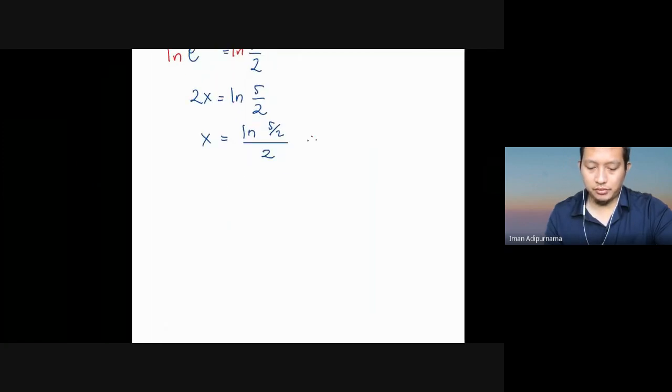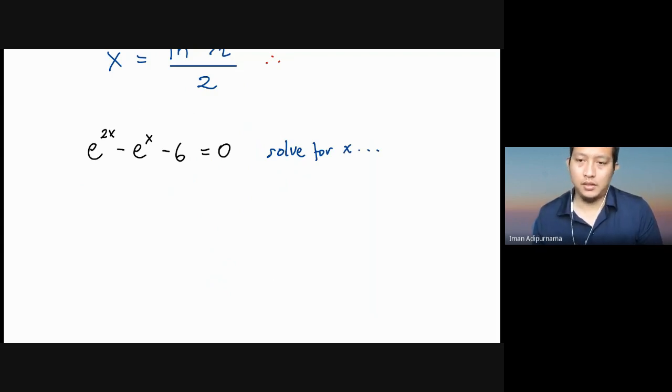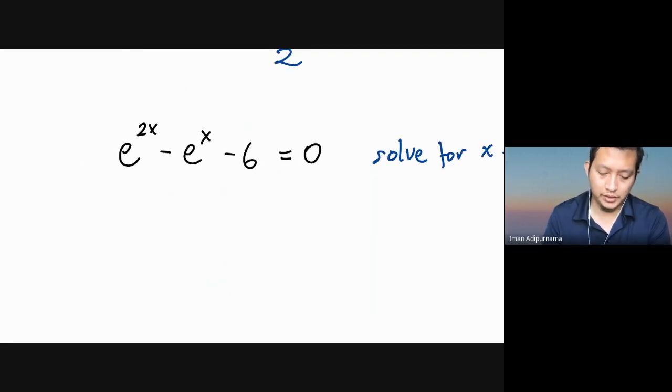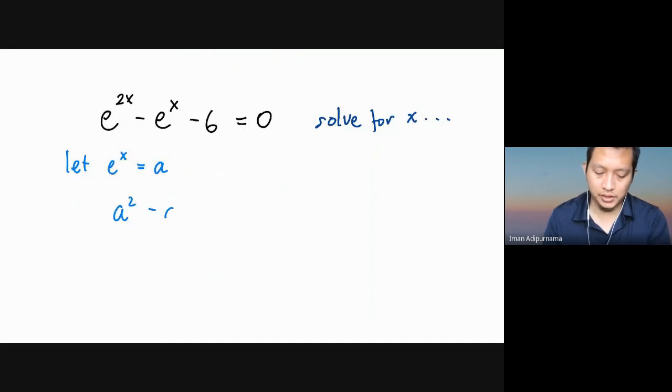The exponent can also be in the form of quadratic functions. For example, e with power 2x, minus e with power x, minus 6 equals 0. Then solve for x. To solve this, we can imagine it is like a quadratic function. First, let e with power of x become a, and then a squared minus a minus 6 equals 0.